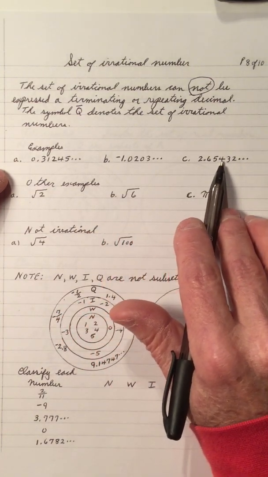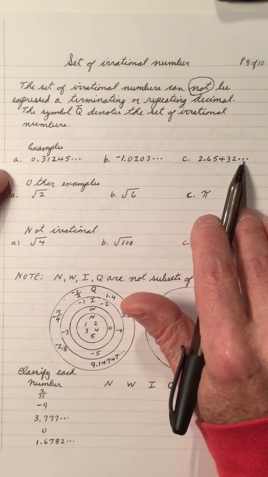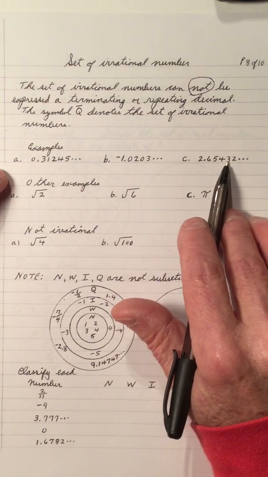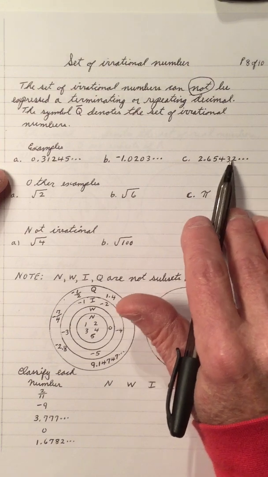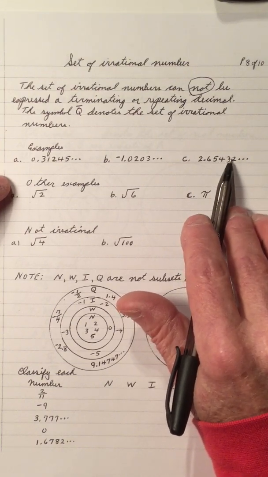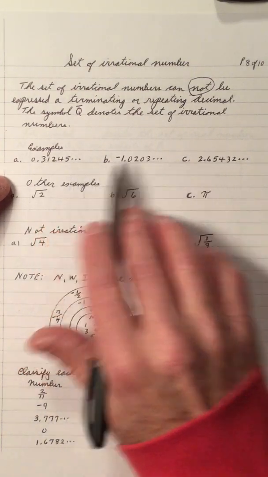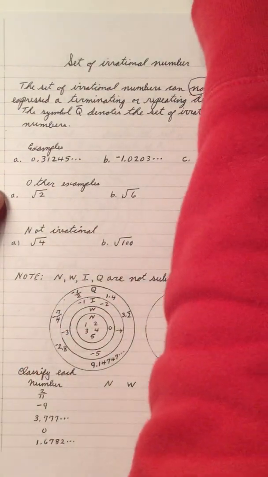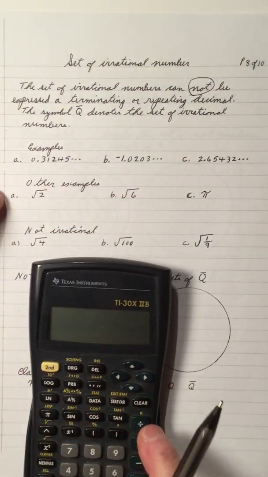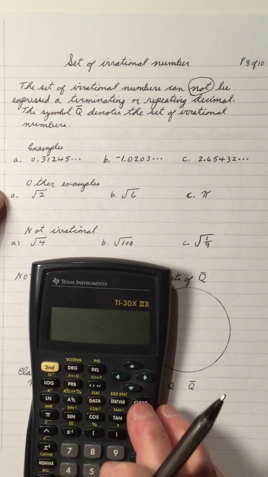Again, 6, 5, 4, 3, 2. The 3 dots indicate it goes on, but there's no repeating. 3 dots says it goes on, so it's irrational. So there's no pattern, no repeating. Now, let's look at the square root of 2 on the calculator to show you.